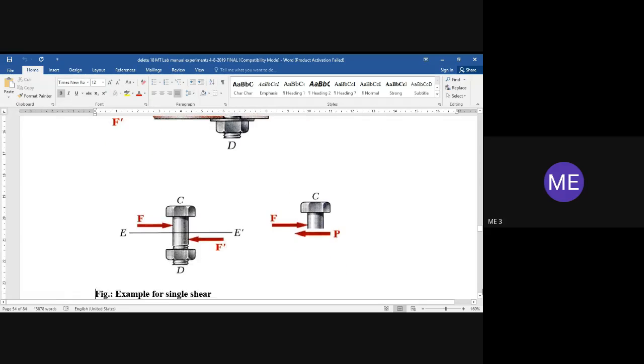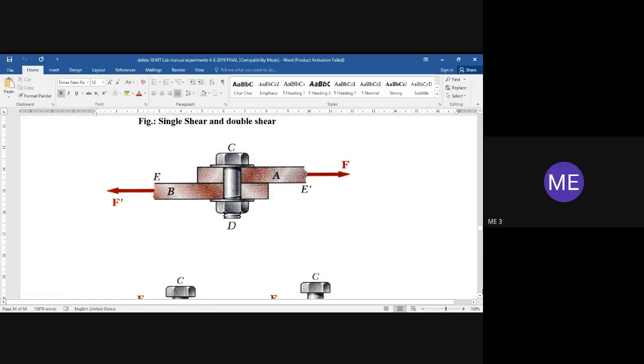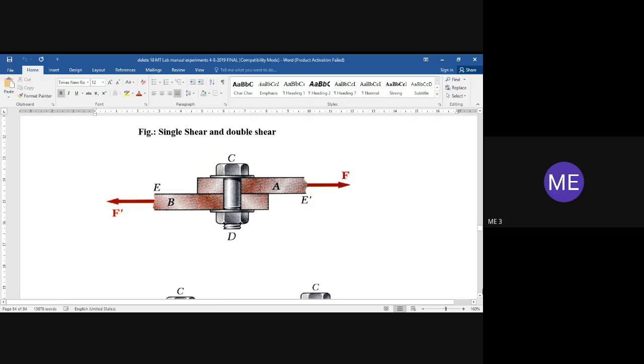This is the example you can see. Can you see these photos? Yes or no? Can you see these photos? Yes, sir. Okay.